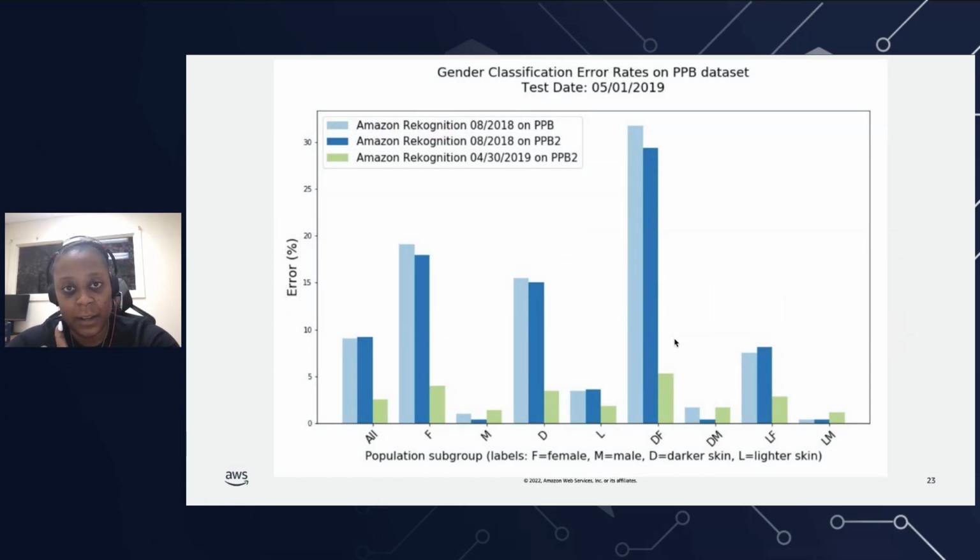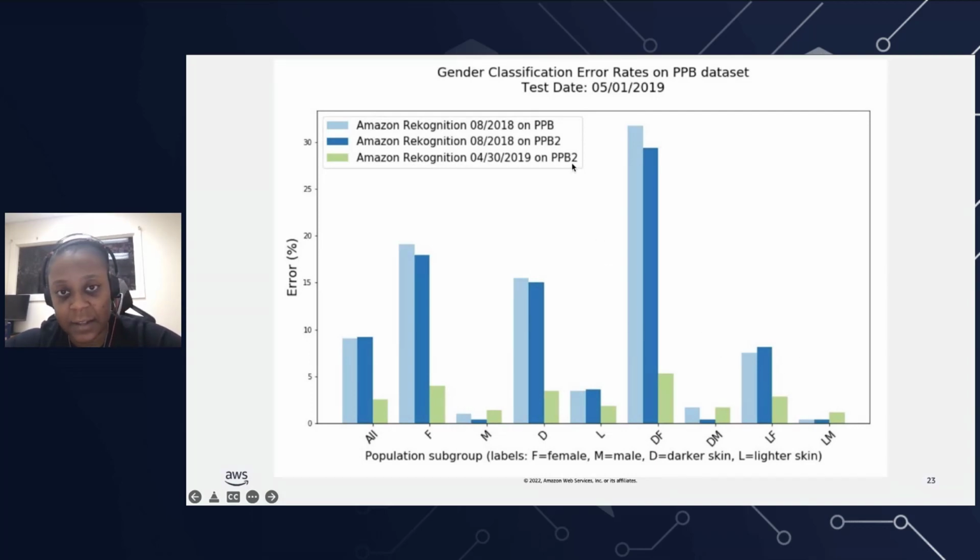But we were able to do that. We were able to do this test back then, and we're looking at basically what results we were seeing on the PPB data set. And then after updating with the latest data set, the PPB2 data set, again, we reproduced the experiment to make sure that across the board we were seeing similar results. And that's pretty much true here.